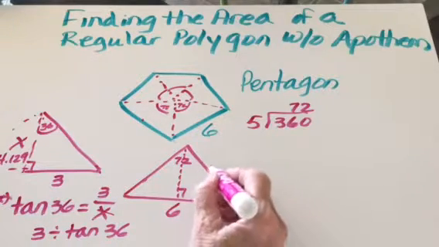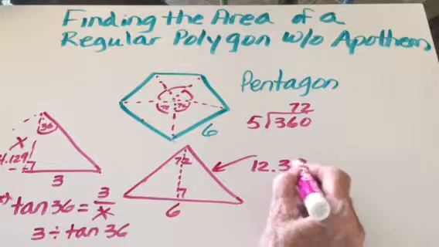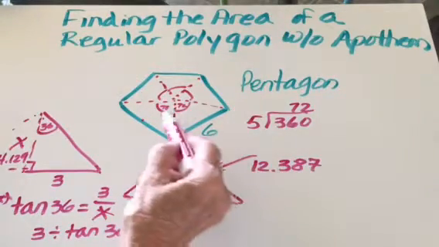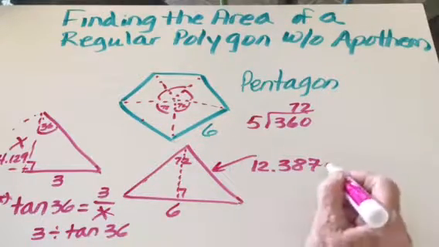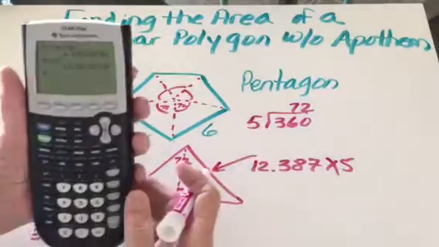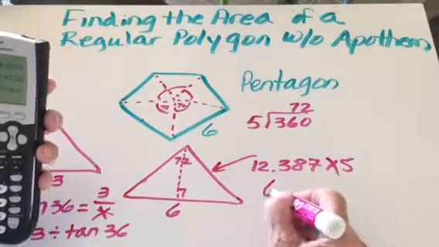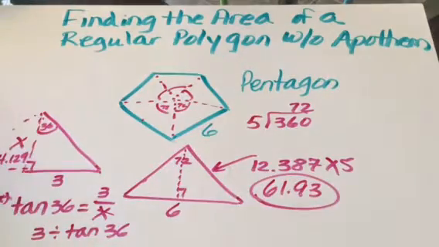12.387 is the area of that whole triangle. Well, how many triangles do I have for the pentagon? I have 5. So now I'm going to multiply that by 5 and see what I get. Times 5 equals 61.93. So the area of that whole pentagon is 61.93.